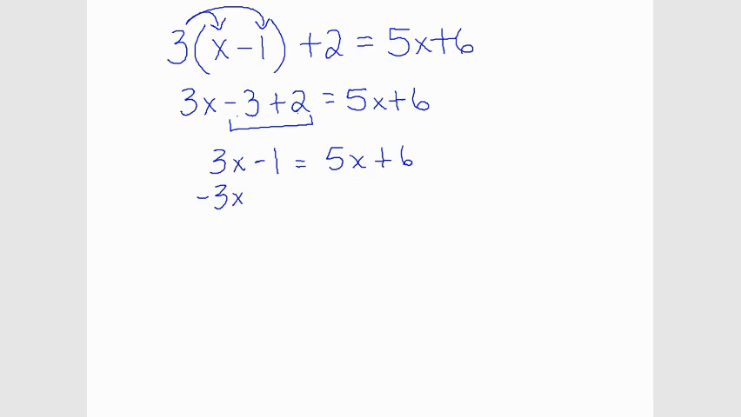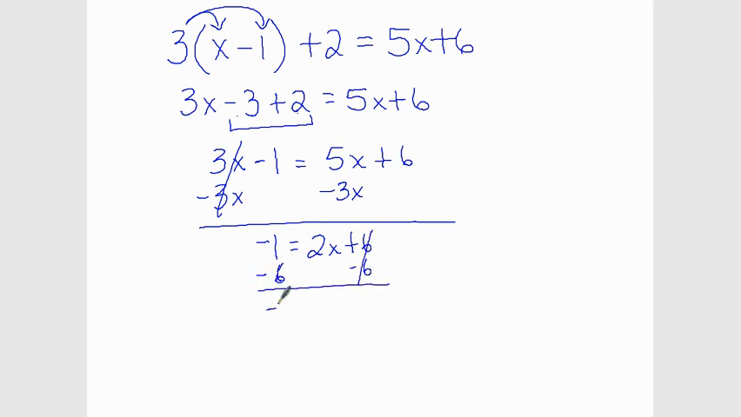So again, I'll start by subtracting 3x from both sides. That'll cancel. I'm left with the negative 1 here. I get 2x plus 6. Then I'll go ahead and subtract 6 from both sides. I get negative 7 equals 2x, and then I'll divide by 2, and I'll write my final answer as x equals negative 7/2.